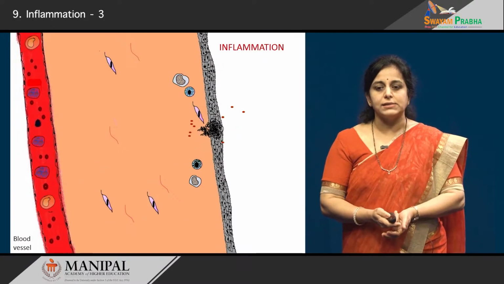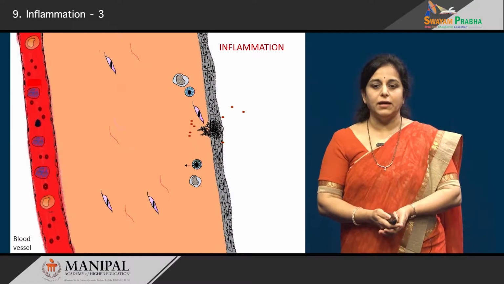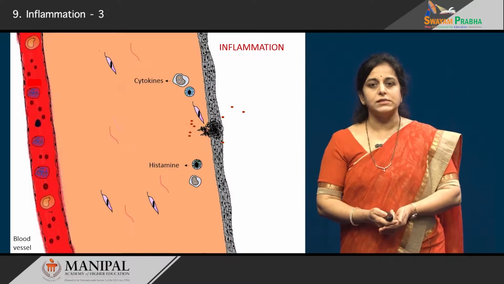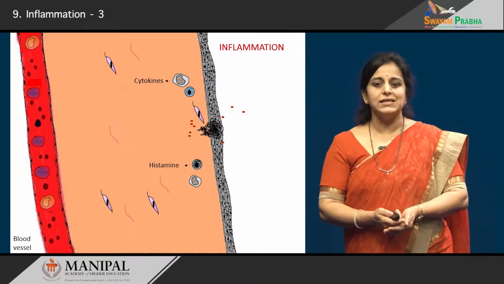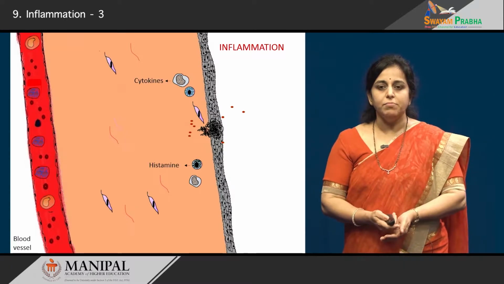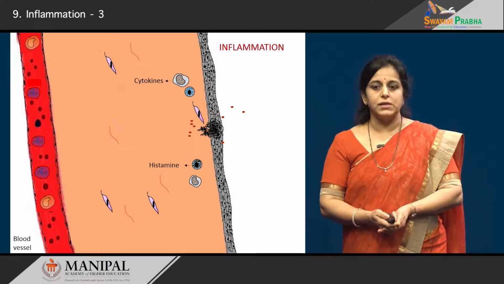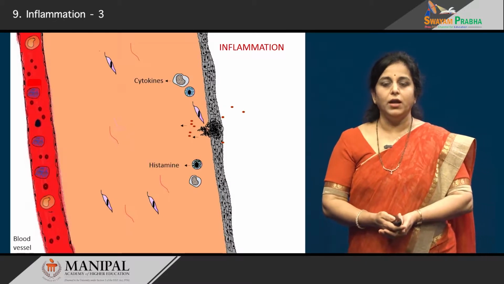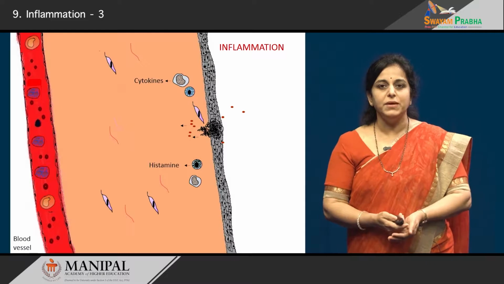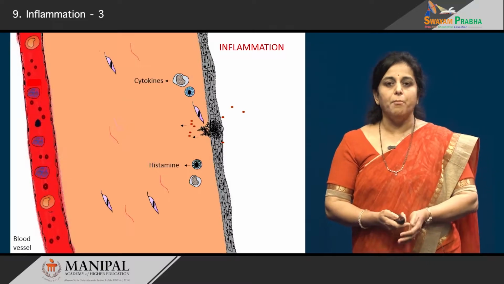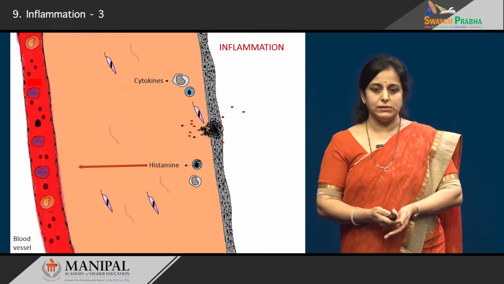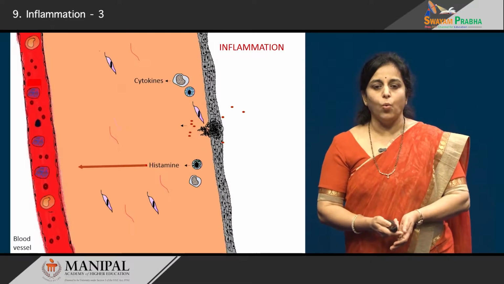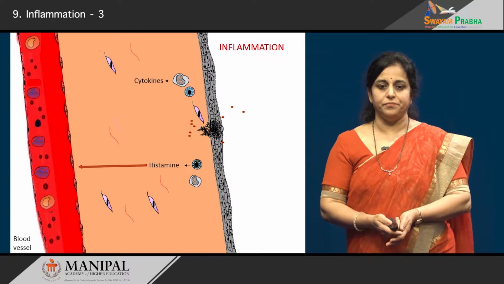So, the mast cells release a chemical called histamine. The macrophages release a chemical called cytokines. At the same time, the microorganisms and the dead tissues also release various factors. Now, what do these do? The histamine that is released by the mast cells primarily acts on the blood vessels. Now, this acts on the blood vessel causing vasodilatation.